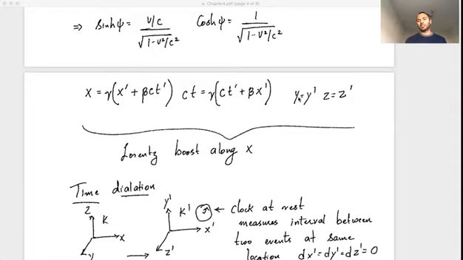Now again, nothing is changing along the y and z axis from the way we set up the coordinate system. So nothing is going to change in the y and the z direction. They remain the same. So this is called a pure Lorentz boost along the x-axis, right?